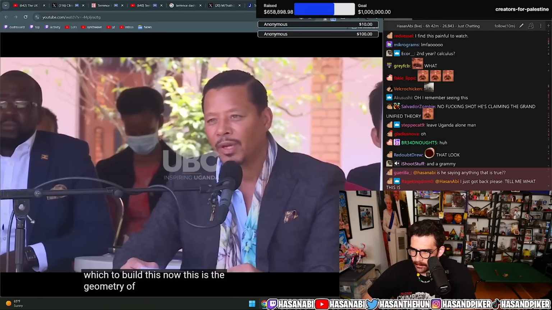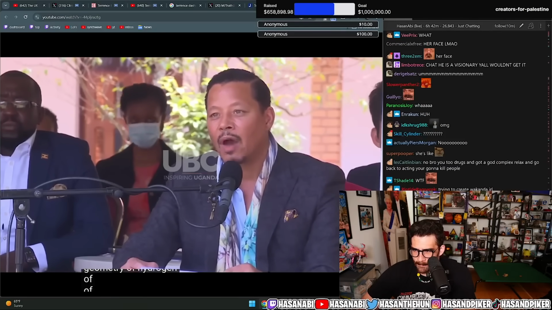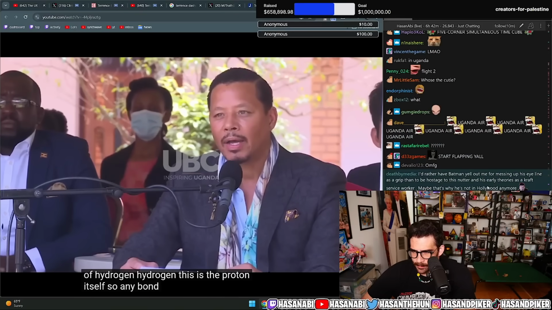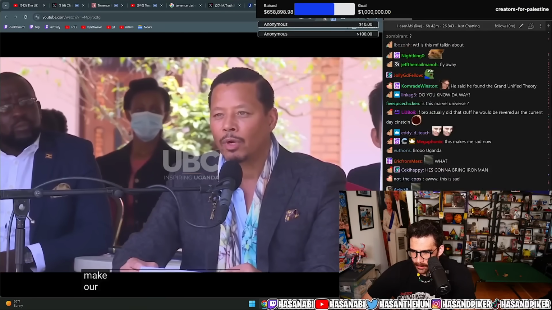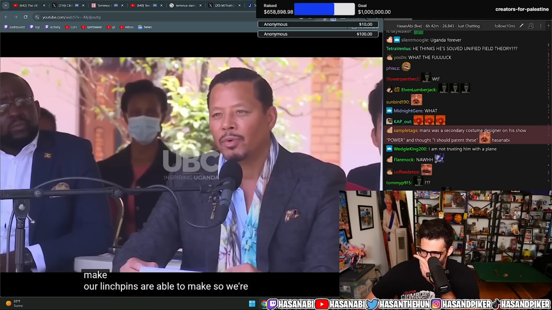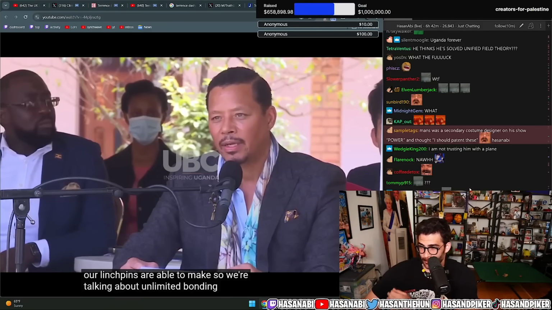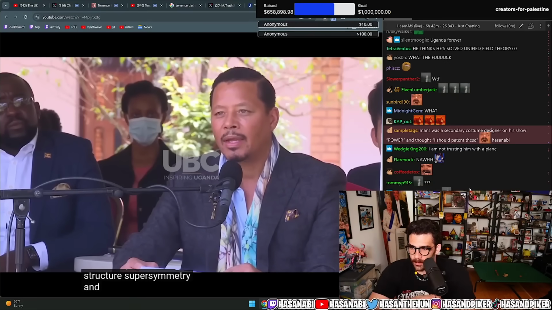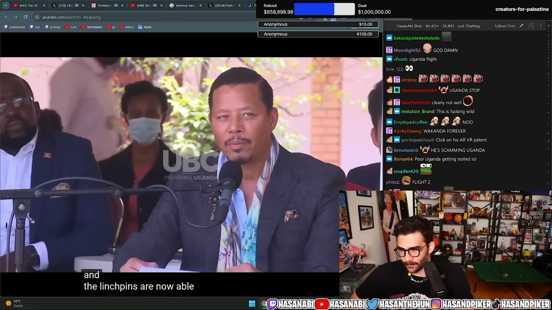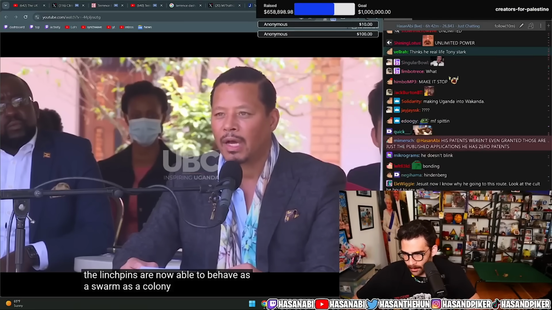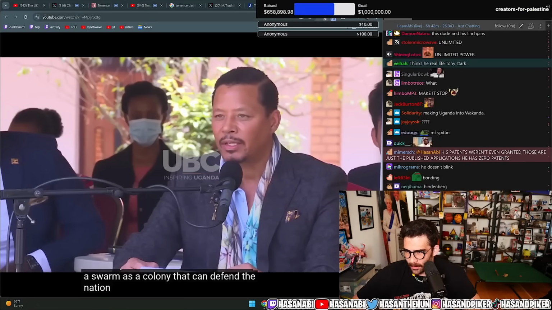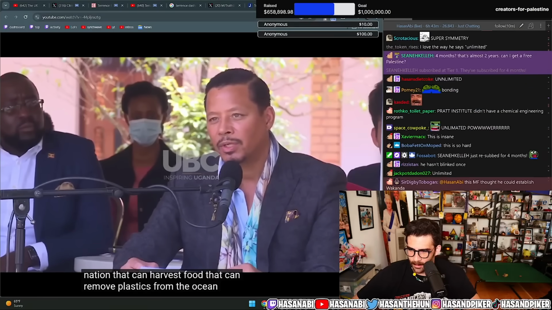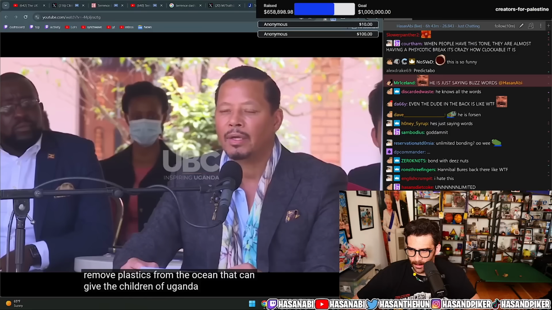Now, this is the geometry of hydrogen. This is the proton itself. So any bond that hydrogen can make, our linchpins are able to make. So we're talking about unlimited bonding, unlimited predictable structures, supersymmetry. And the linchpins are now able to behave as a swarm, as a colony that can defend a nation, that can harvest food, that can remove plastics from the ocean, that can give the children of Uganda and the people of Uganda an opportunity.